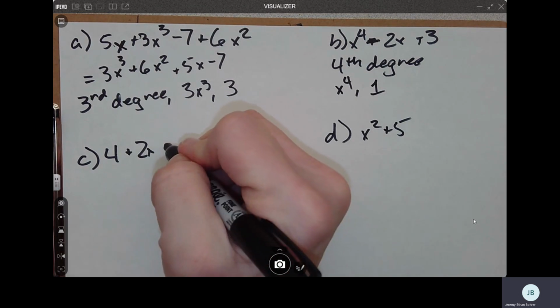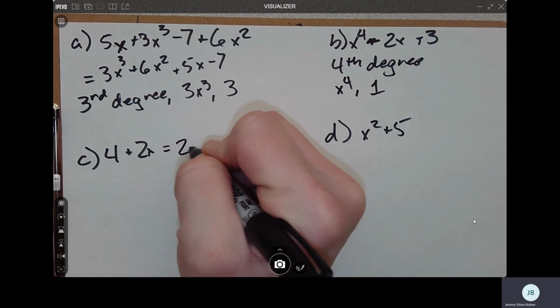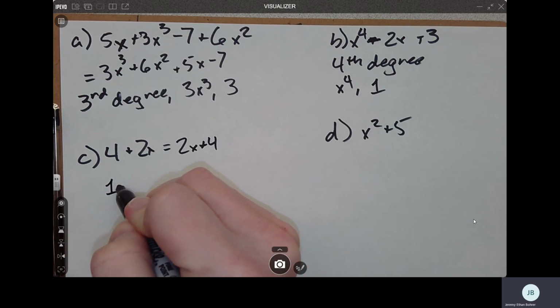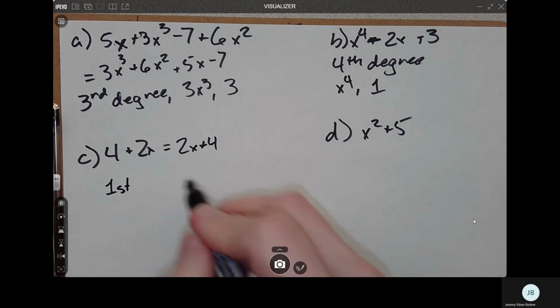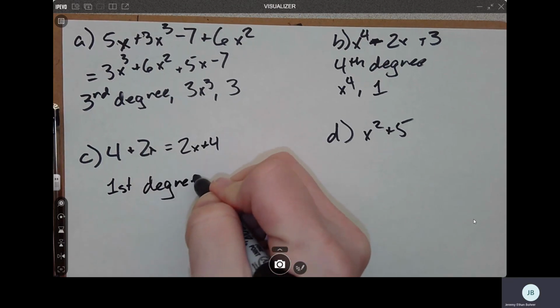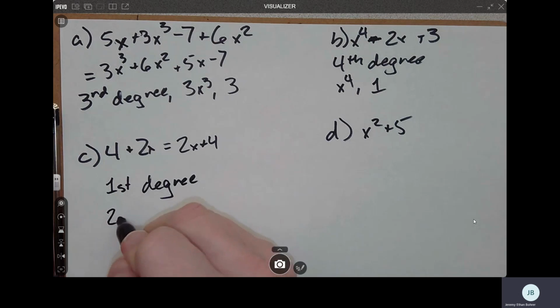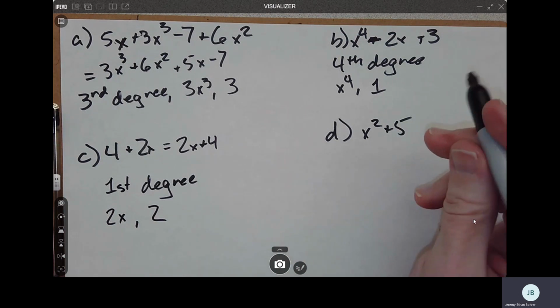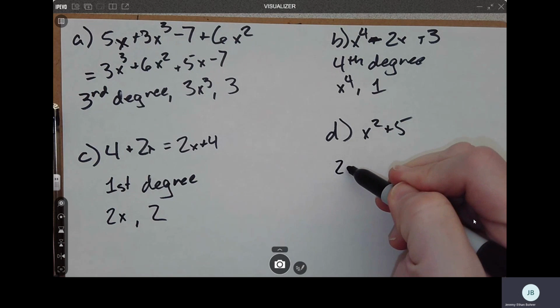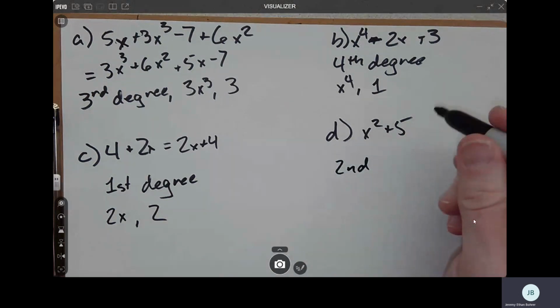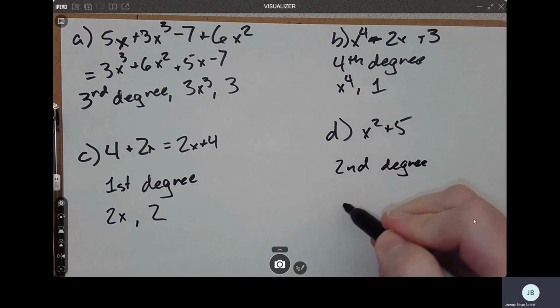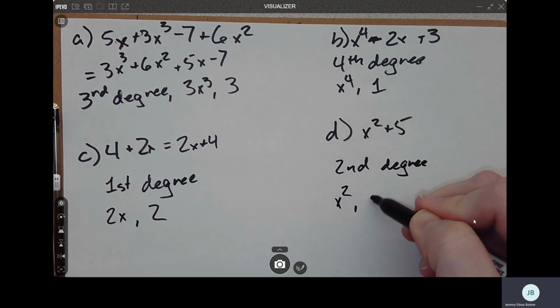Here we have 4 plus 2x, which is the same as 2x plus 4. This is a linear polynomial or a first degree polynomial. Leading term is 2x, and the leading coefficient is 2. Finally, we have x squared plus 5. This is also in order already. This is a second degree polynomial or a quadratic polynomial. The leading term is x squared and the leading coefficient is 1.